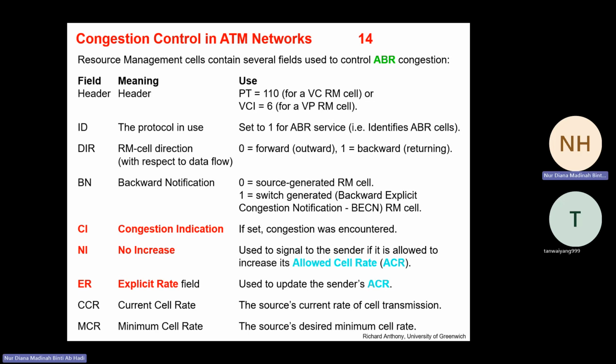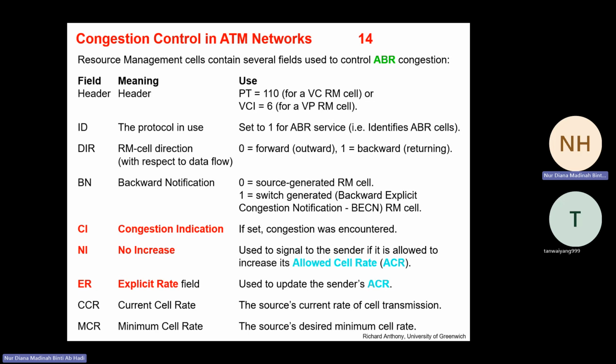If your field is header, they will use PT or VCI. If they have the ID, they will check based on the protocol that is required to be used. BN is the backward notification. DIR is the resource management cell direction. CI is the congestion indication. If set, congestion will be encountered. NI, no increase, is used to signal the sender if it is allowed to increase the ACR.